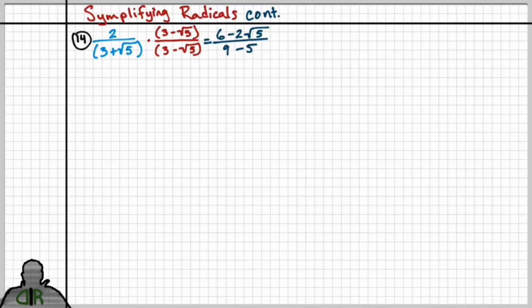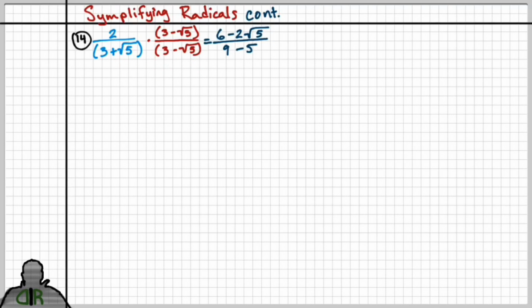So when I multiply these out, I want you to think about the foiling. Okay, so over here we would FOIL these numbers. So it would be 3 times 3, and then it would be 3 times negative root of 5, and then it would be root of 5 times 3, and then it would be root of 5 times negative root of 5. Okay, that's how foiling works. Remember, firsts, and then outers, and then inners, and then lasts. Okay, that's what foiling is.